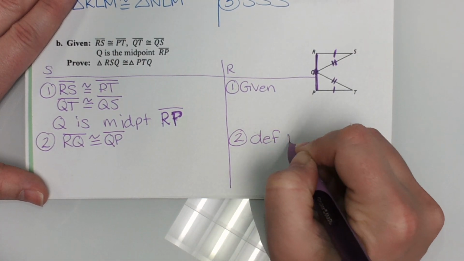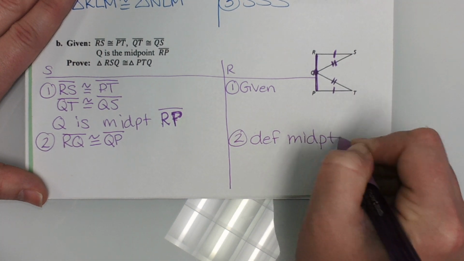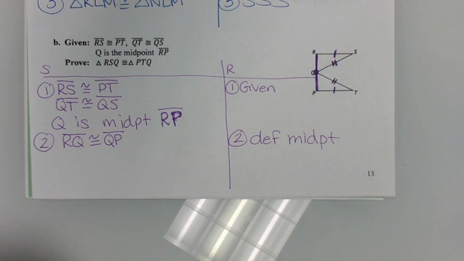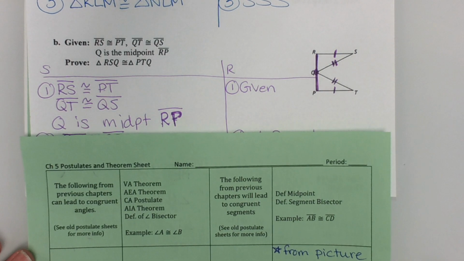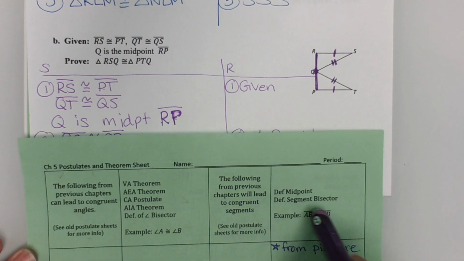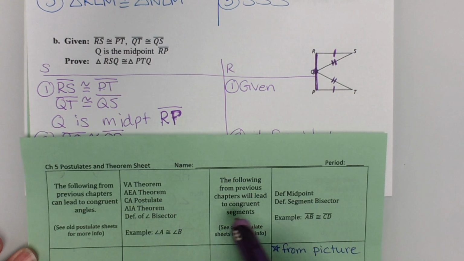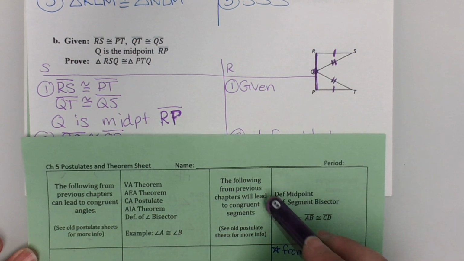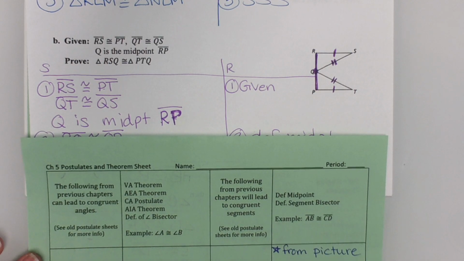The word was midpoint, so I'm using the definition of midpoint. If you're not sure what it's called, that's what the orange and the green sheets will tell you. The green will tell you a lot of things up on very top of it. It'll tell you what things will give you congruent angles and what things will give you congruent segments.